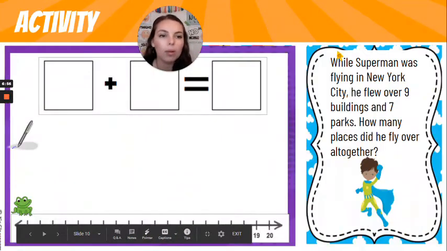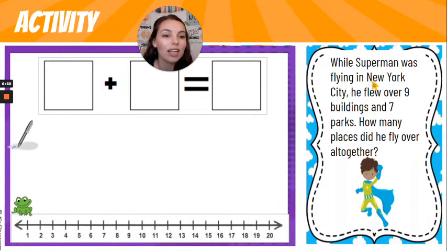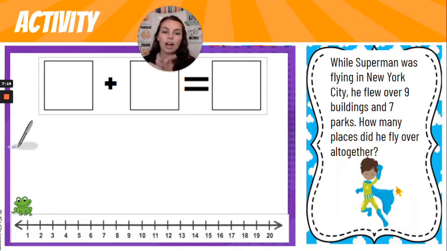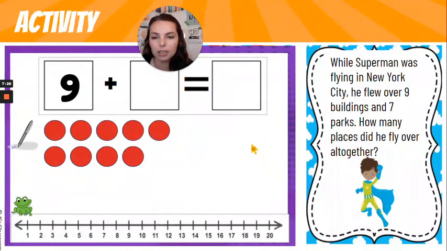Let's try a new problem. While Superman was flying in New York City, he flew over 9 buildings and 7 parks. How many places did he fly over altogether? Altogether means I'm putting those numbers together and I'll get a bigger number. So how many places did he fly over? He flew over 9 buildings and 7 parks. There's my 9 buildings, and then I'm going to put 7 parks.